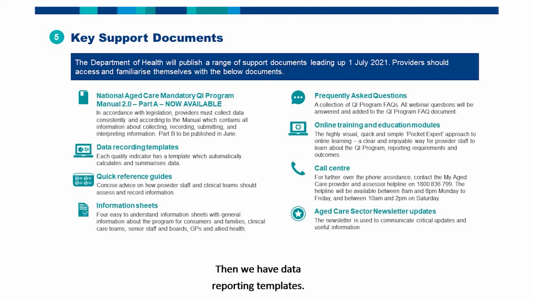Okay, then we have data reporting templates. The data reporting templates that we used as part of the quality indicator pilot are being updated for the QI program, providing a simple tool to guide data collection and reporting requirements. These downloadable templates automatically calculate and summarize data for submission to the provider portal and will be published for each quality indicator. Then we have the QI program's quick reference guides, which provide concise advice on each of the quality indicators, including definitions on how provider staff and clinical teams should assess and record information.